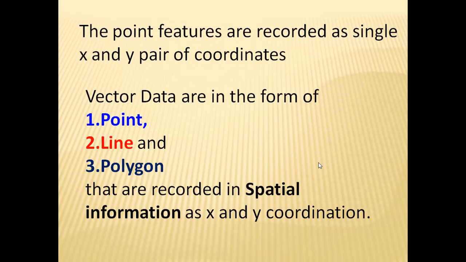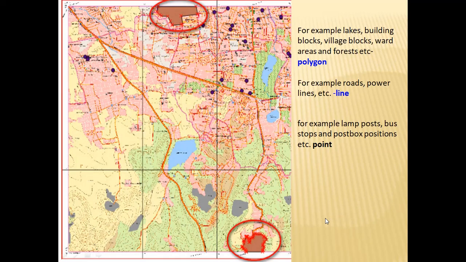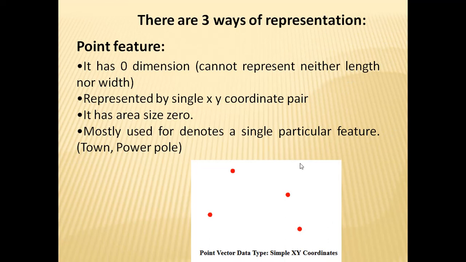See, the point features are recorded as a single x and y pair of coordinates. Vector data are in the form of point, line, polygon that are recorded as spatial information, x and y coordinates. There are three ways of representation. First one, point feature. It has 0 dimension.